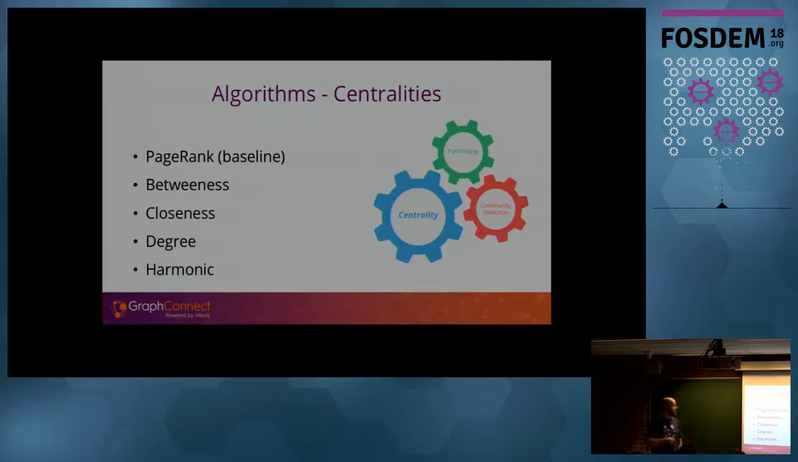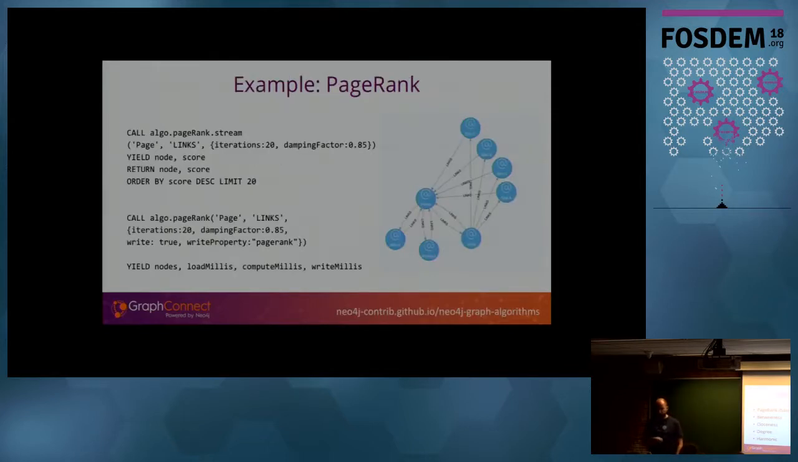Okay, so what did we implement? In terms of centralities, we implemented PageRank as a baseline algorithm, betweenness centrality, and closeness centrality. Degree centrality was already there in Neo4j out of the box, harmonic centrality as well, and we are also looking into some other ones.